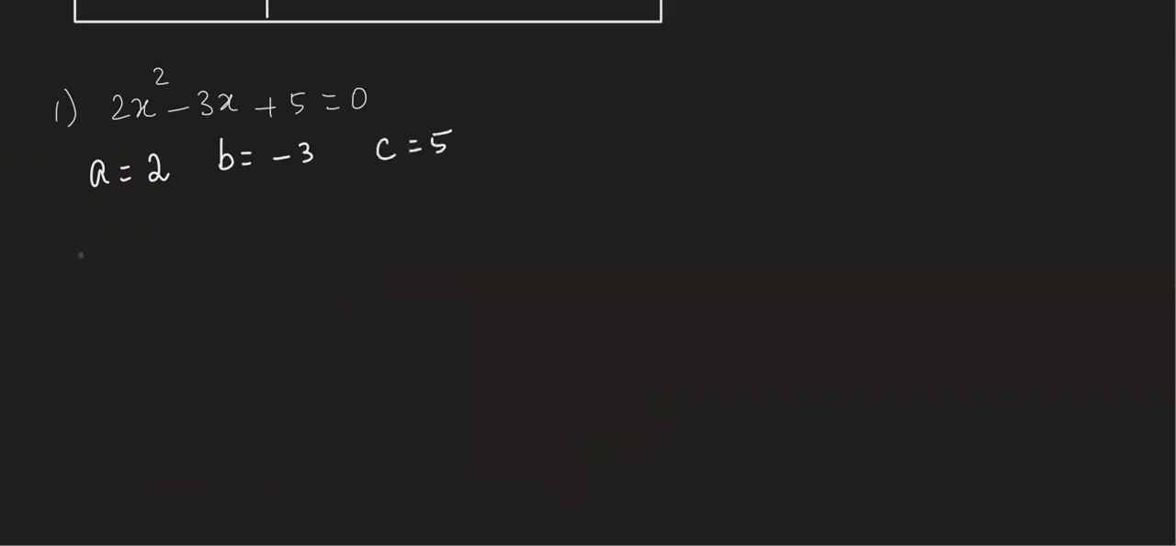Now let's see first what is the discriminant. So d is equal to b square minus 4ac. Now what is b square here? So b square is minus 3 the whole square minus 4ac.